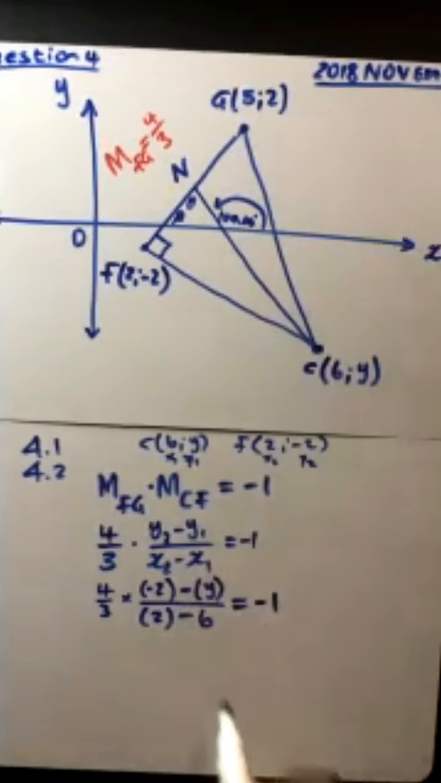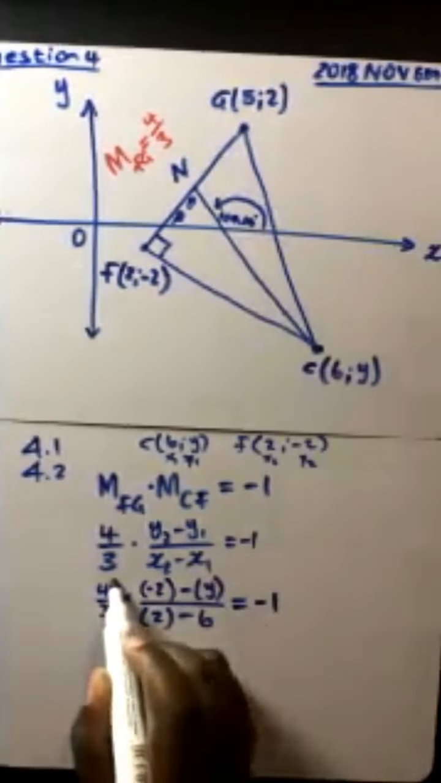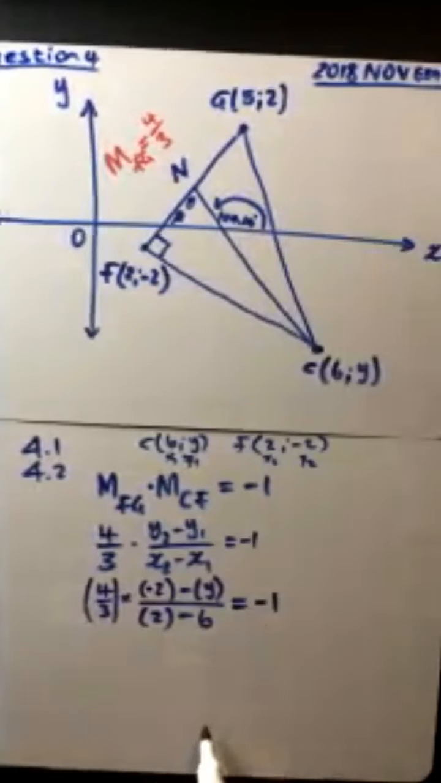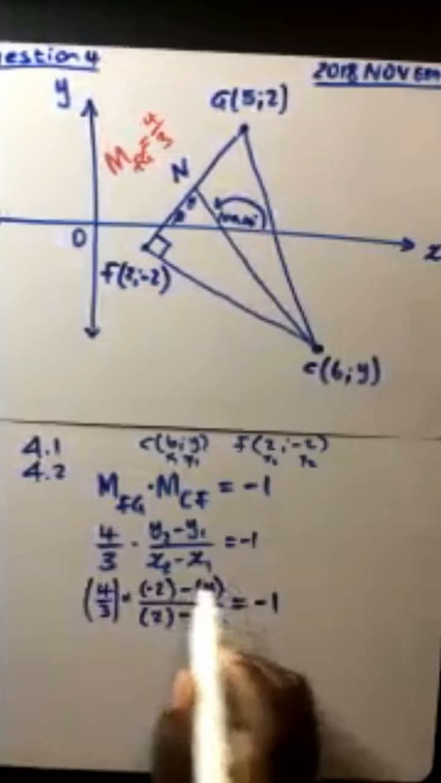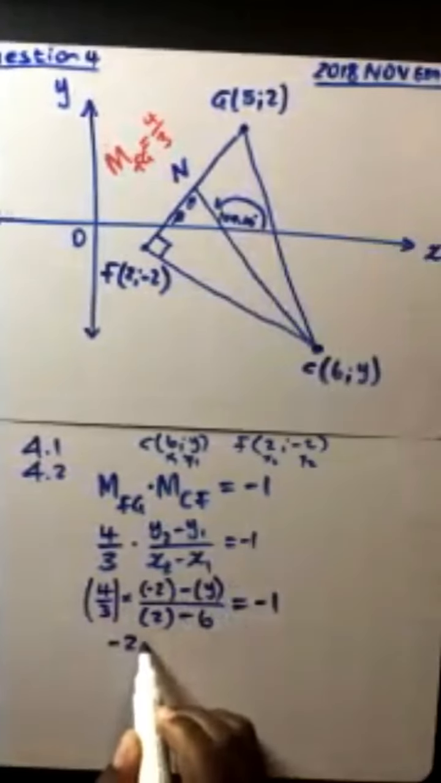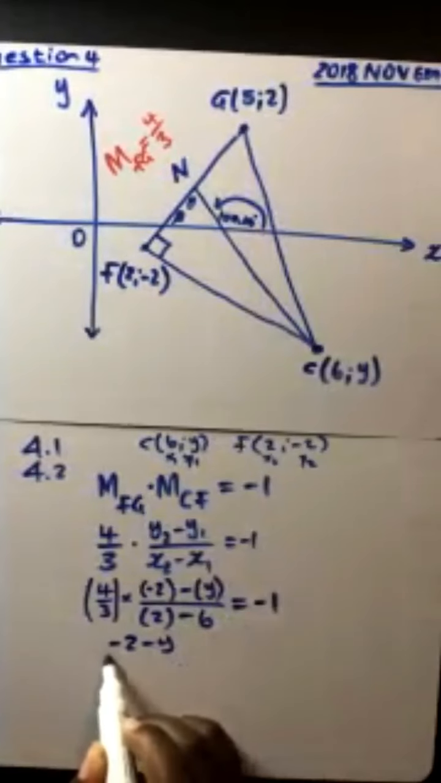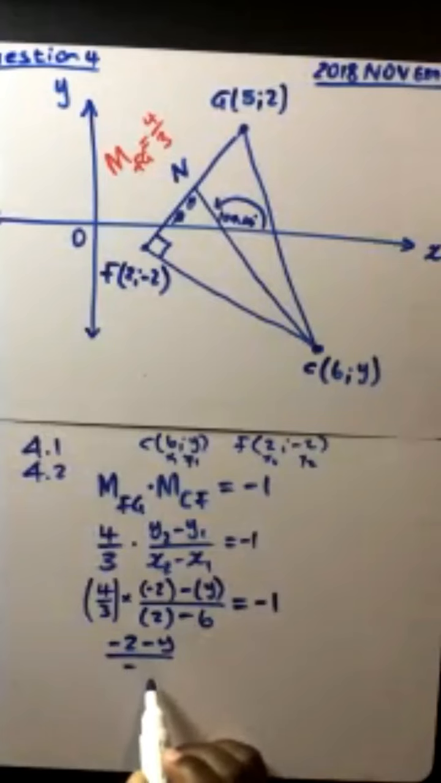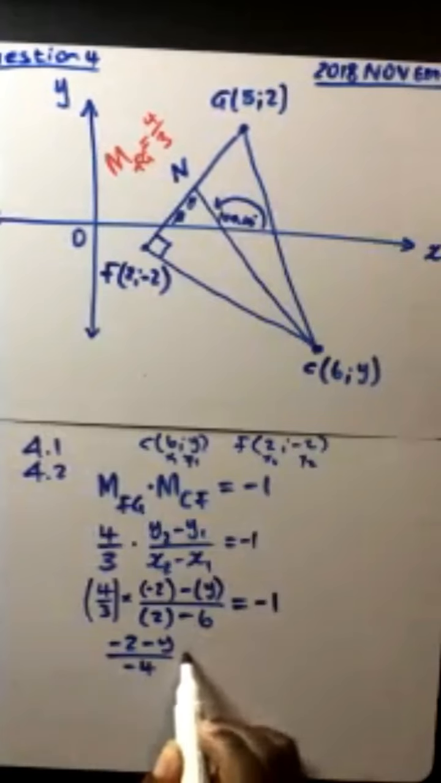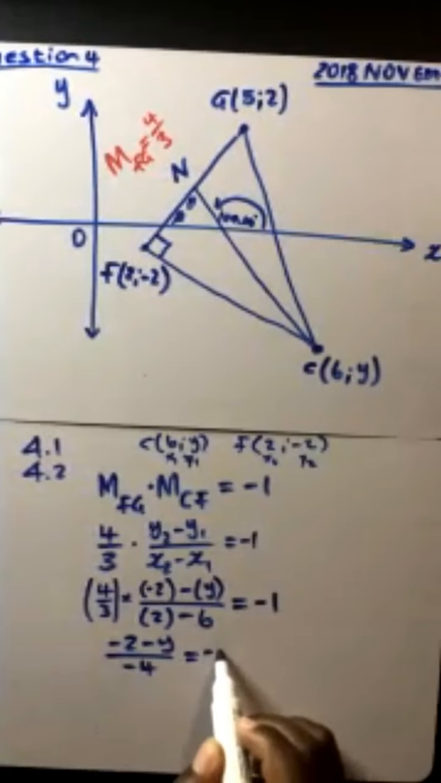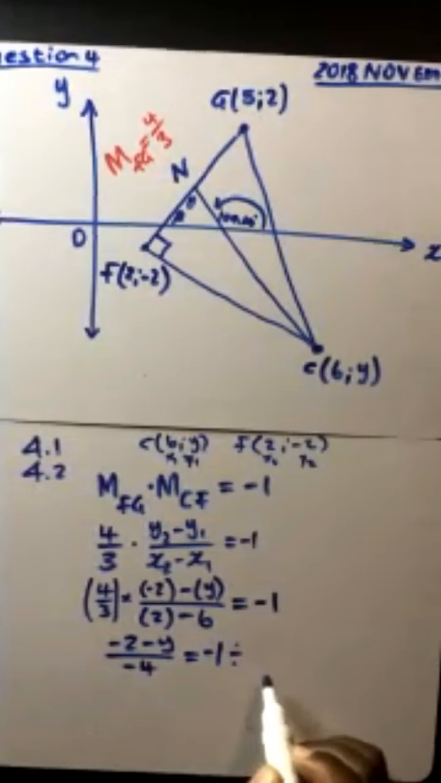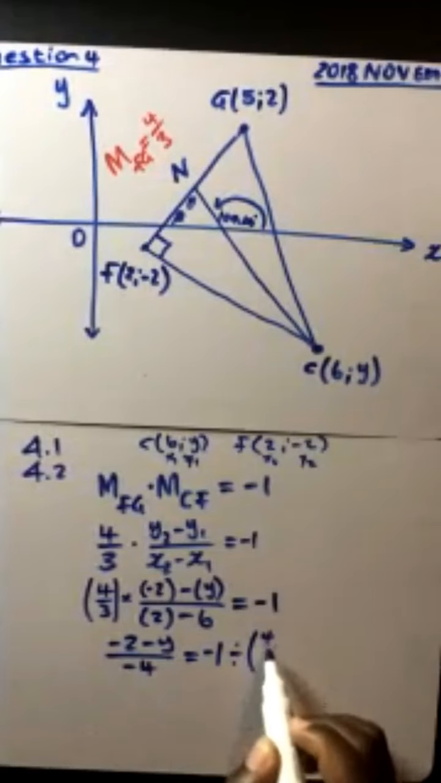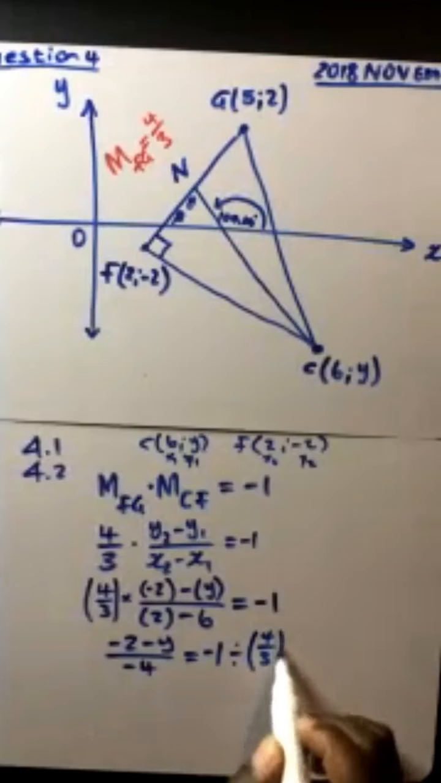So now let's perform some calculations. Obviously, we want to solve for y. So what I can do, I can just remove that, which means at the top I'm going to have minus 2 minus y, divided by that gives me, what is it? It's negative 4, which is equal to negative 1 divided by 4 over 3.